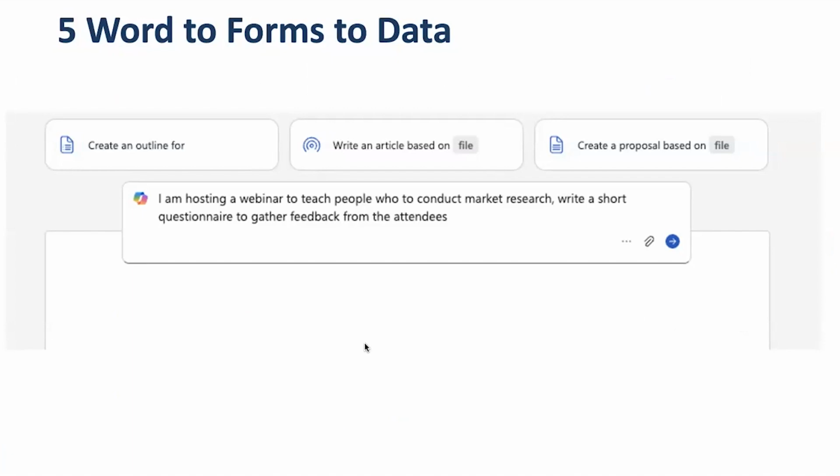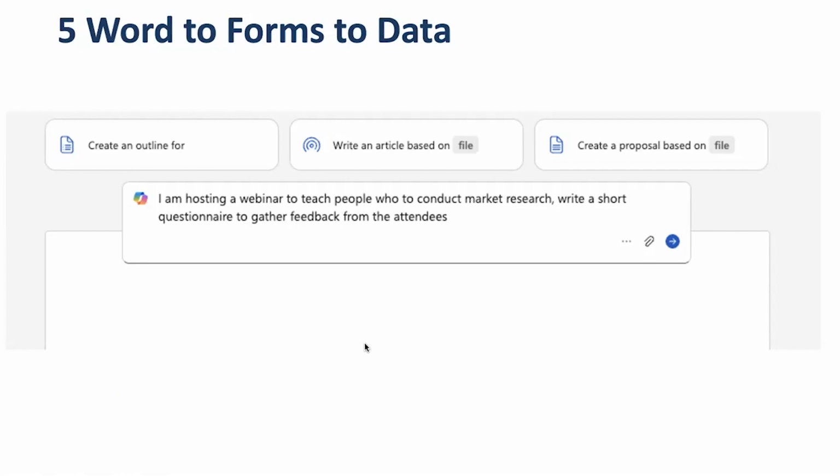So I'm in Microsoft Word here. I launch Copilot and say, I'm hosting a webinar to teach people how to conduct market research. Write a short questionnaire to gather feedback from the attendees. As a bit of a dyslexic, one of the things I love about generative AI is it's really tolerant of my typing mistakes, and I still get sense back from it.